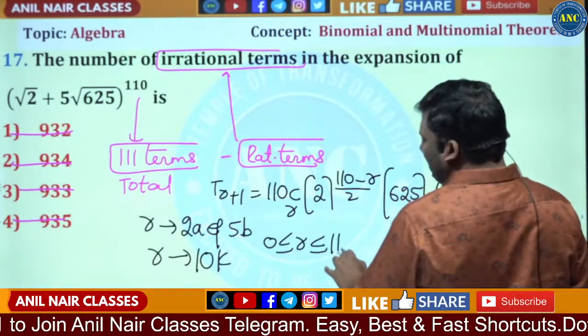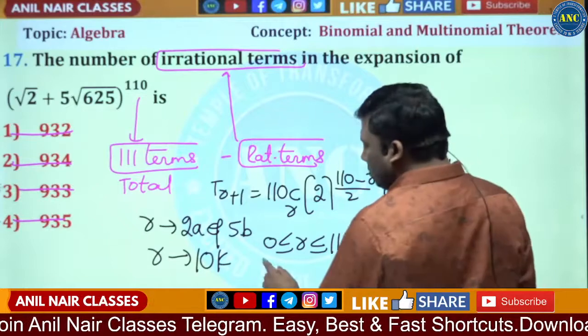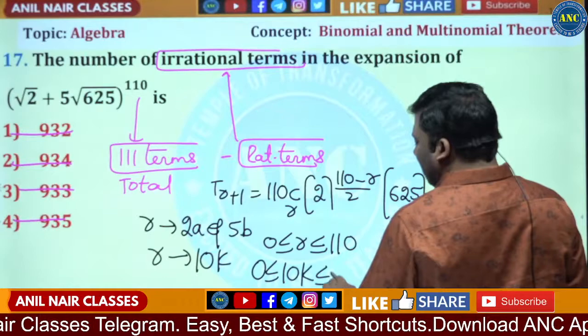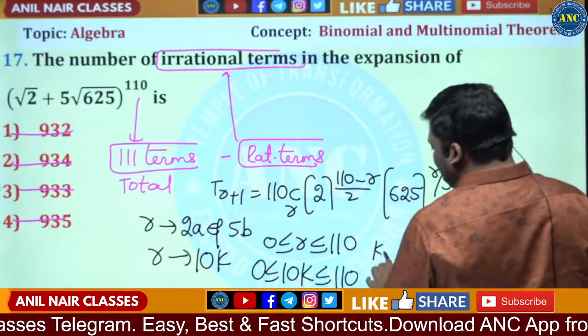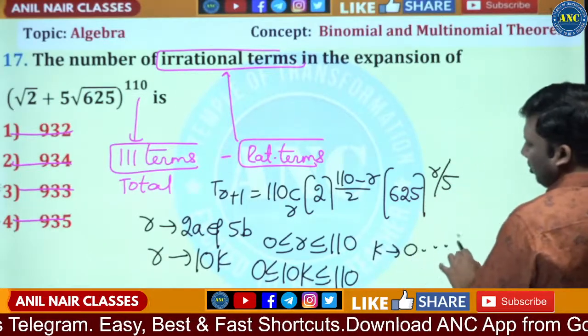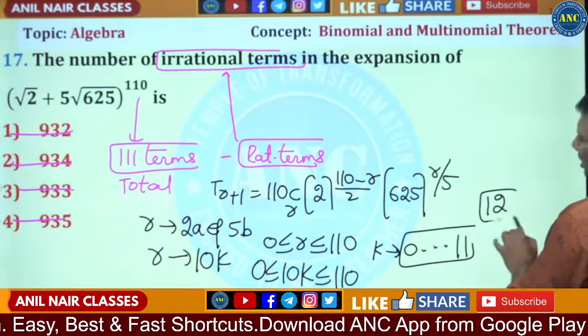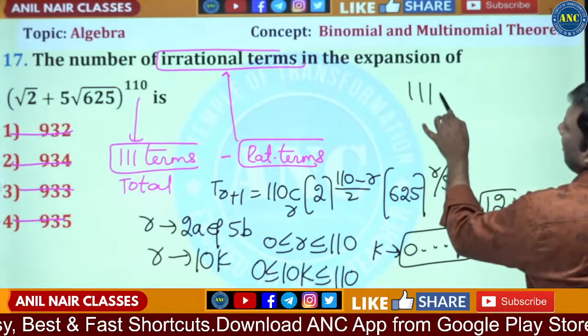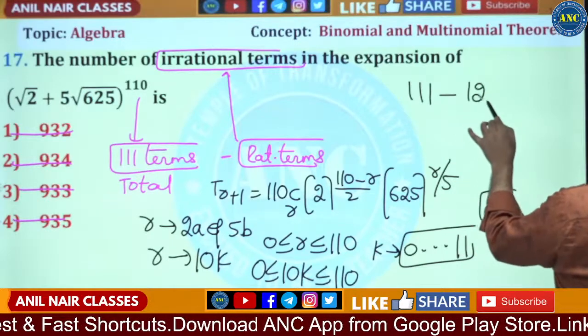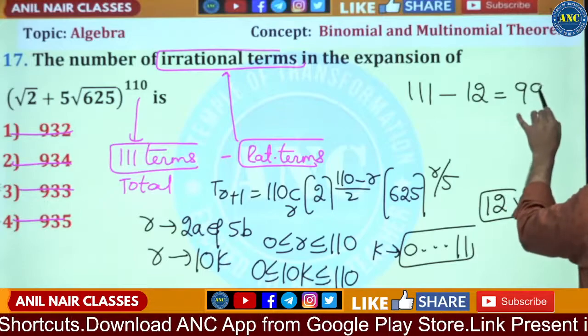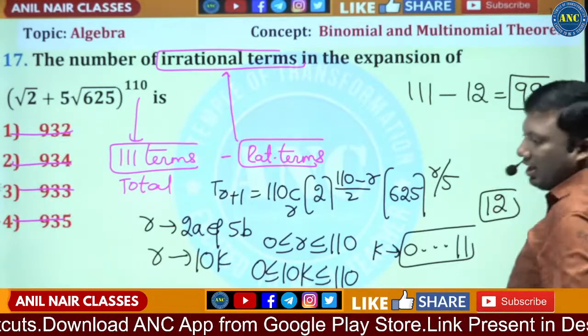0 less than or equal to r less than or equal to 110, so 0 less than or equal to 10k less than or equal to 110. So k will take values from 0 to 11. 12 rational terms are there. Totally 111 terms will be there, out of which 12 are rational terms. So total irrational will be 99.